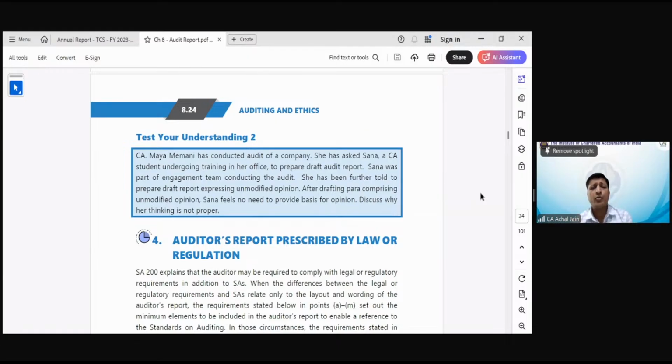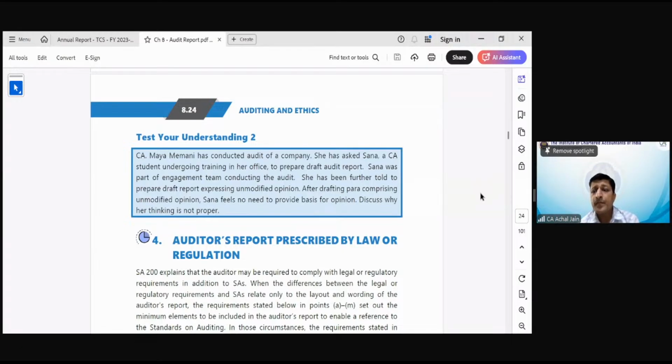I think somewhere in the question it specified that her thought process is not correct. But why do you think it's not correct? Over to you quickly. Why do you think her thinking is not proper? Great. Prem says, basis for opinion is a must for an audit report. That's the requirement of the auditing standard.